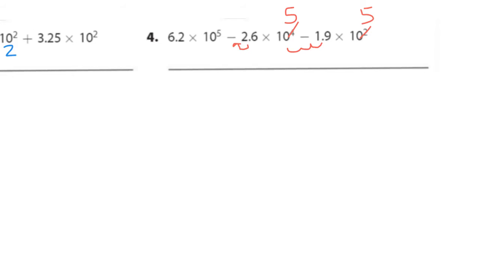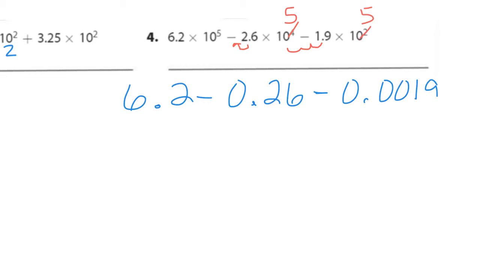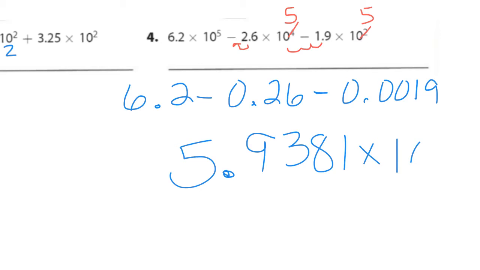So what I'm going to do here is just take 6 and 2 tenths, subtract off that 26 hundredths, and subtract off 19 10,000ths. So when I do all that subtraction, I have 5 and 9,381 10,000ths times 10 to the 5th power. Remember, we made all those to the 5th power.